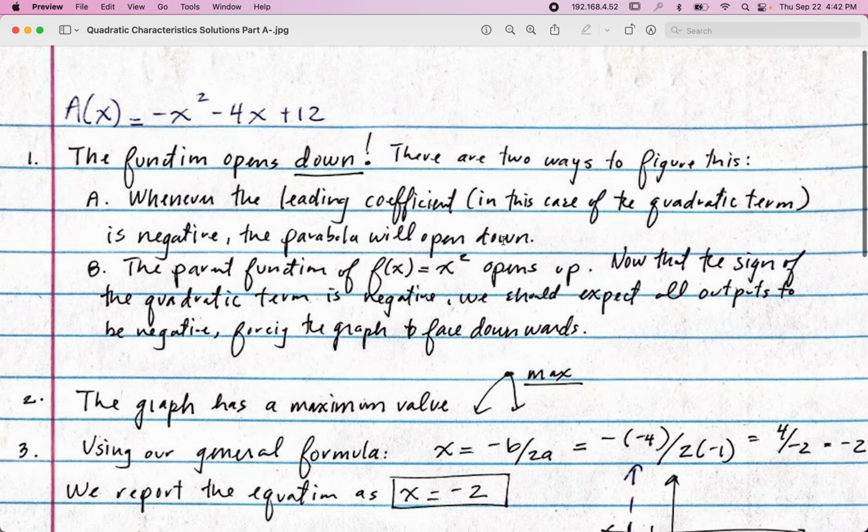There's at least 2 ways to figure this. One of them is that whenever the leading coefficient, in this case of the quadratic term, is negative, the parabola is going to open down. The other way is to remember that the parent function of f of x equals x squared, which we discussed in class, always opens up. Now that the sign of the quadratic term is negative, we should expect all outputs to be negative, at least the quadratic outputs to be negative. So the graph is going to face downward. It is possible to get positive outcomes, but the ends of the parabola are certainly going to face down because the quadratic term here drowns out these other terms numerically.